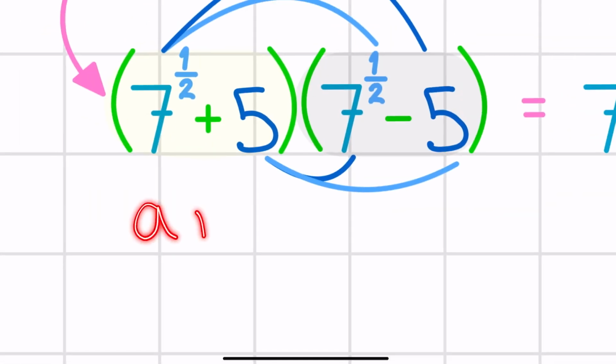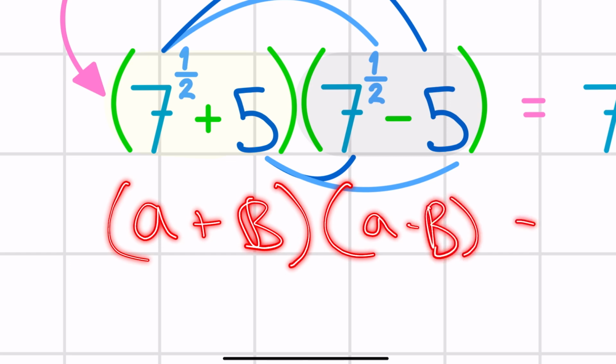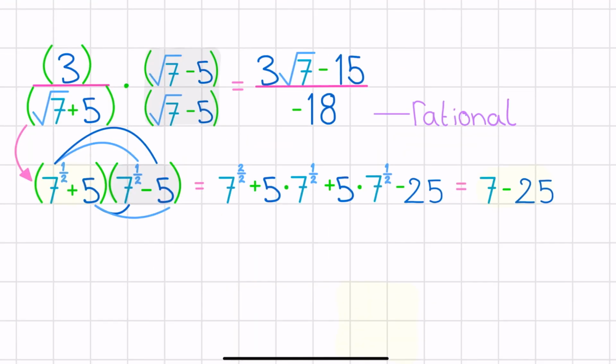And if you remember the formula, we know that we'll be left with a squared minus b squared. And since a is a square root, when we square it, it will end up becoming rational. So now we can simplify this, and we're left with a rational denominator.